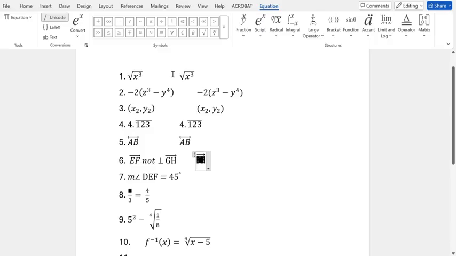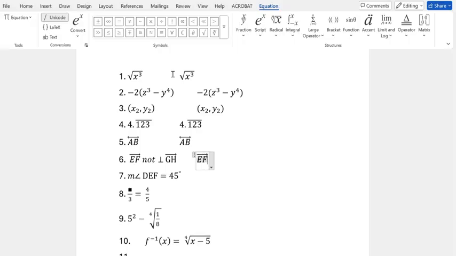Okay, so I'm back. I use my arrow to go back into the box. E, F. Okay, I use my arrow again.